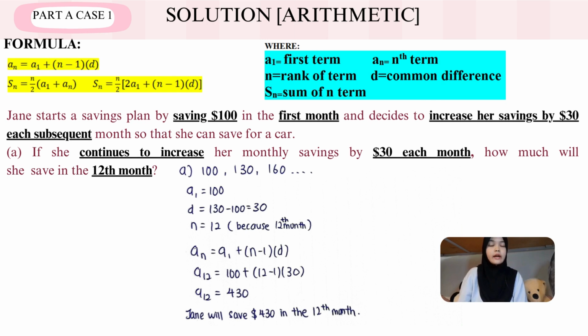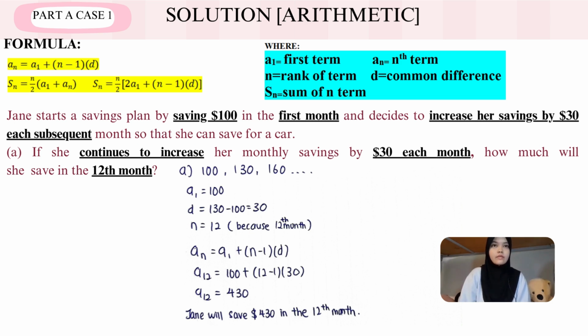We all know that for arithmetic, there are 3 types of formulas that we commonly use in every question. The yellow highlight is the formula that we will use in this question, while the blue highlight shows the meaning of the formulas, such as A1 is the first term, n is the rank of the term, Sn is the summation of the n terms, and others. Let's look at the question.